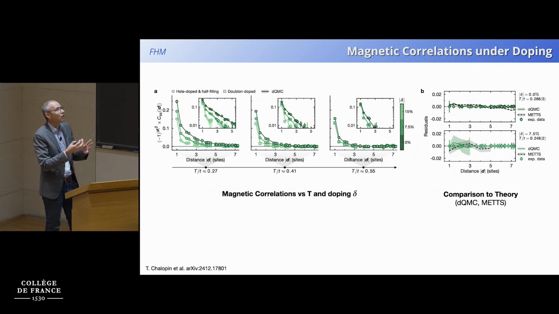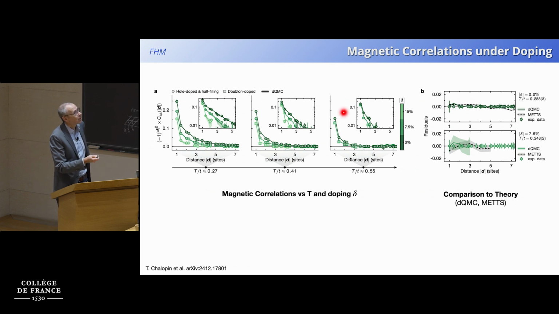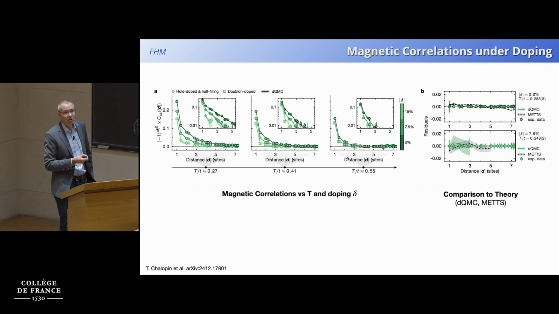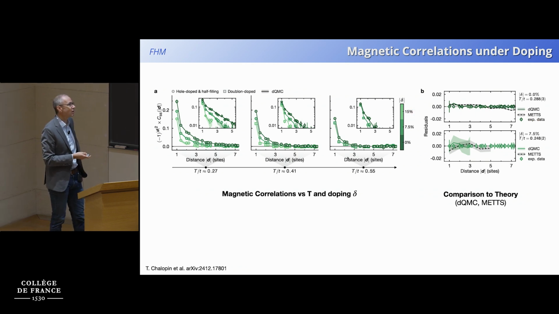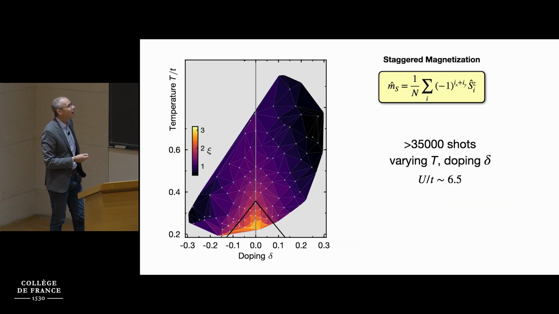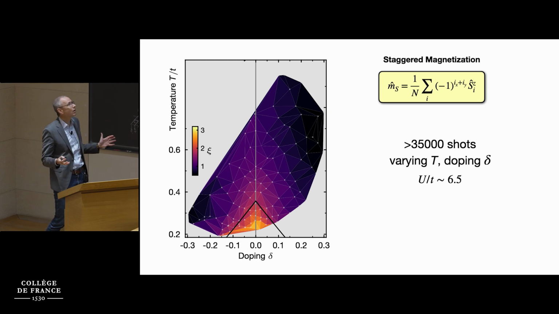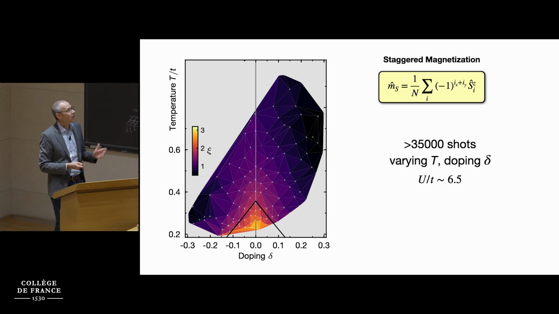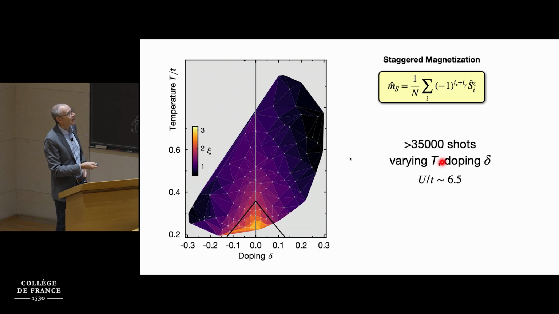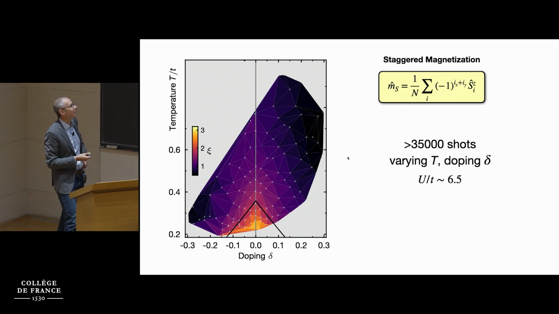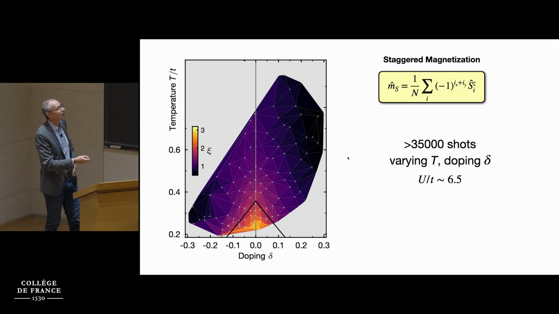And first of all, we can see, okay, do we agree with theory? We can look with the determinant quantum Monte Carlo, and also the METS method, and we can see it works extremely well for most of the parameter regimes that we looked at. We have very, very good agreement with the theories that still work very well in this regime. And now we take this data for a large variety of dopings and temperatures, over 35,000 shots, where we varied the doping and the temperature at this moderate interaction strength of U over t of 6.5, and we characterize how much staggered magnetization we have in the system, so how much antiferromagnetic order we have.